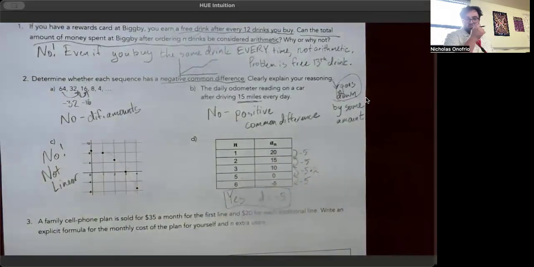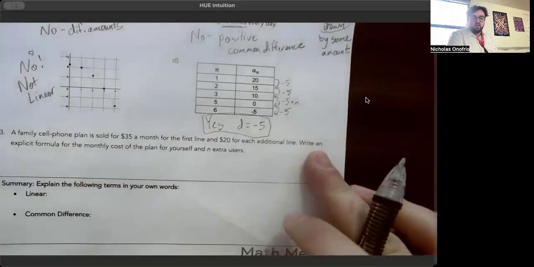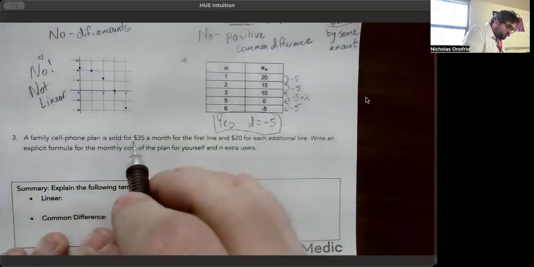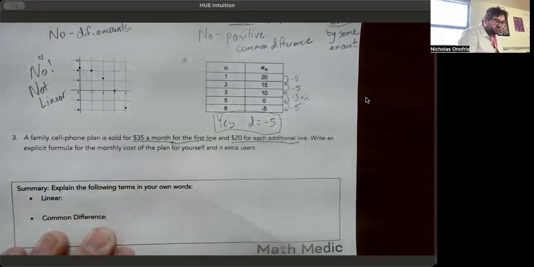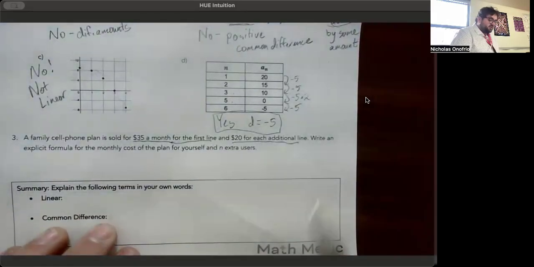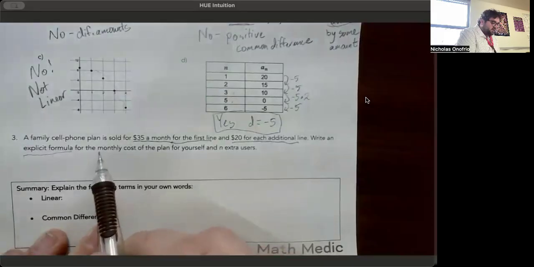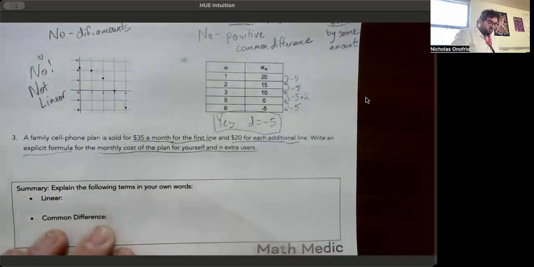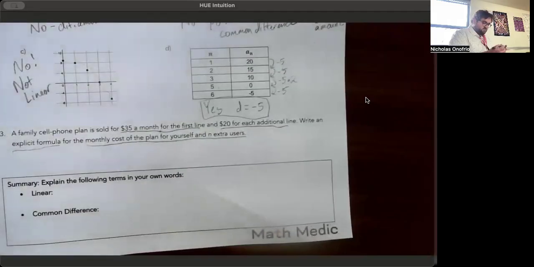All right. Last one for today. A family cell phone plan is sold for $35 a month for the first line, and then $20 for each additional line. Write an explicit formula for the monthly cost of the plan for yourself and n users. Take a second and give this a shot. All right, now that you're back, let's talk it out.